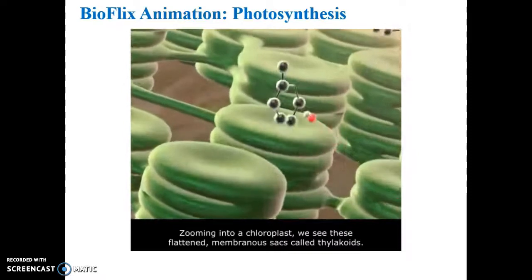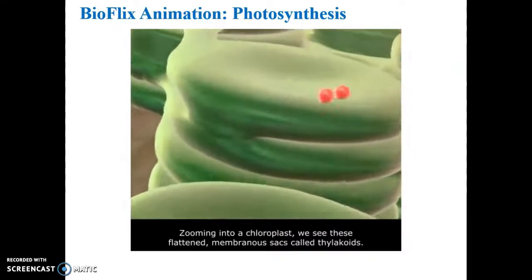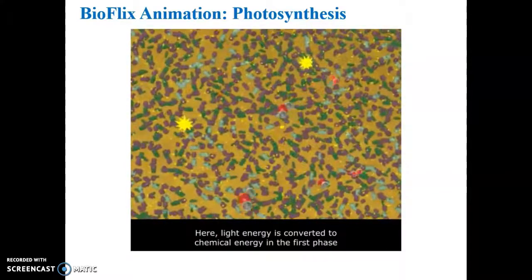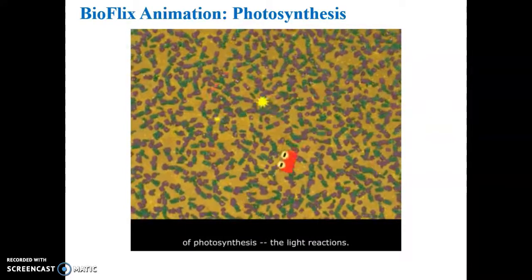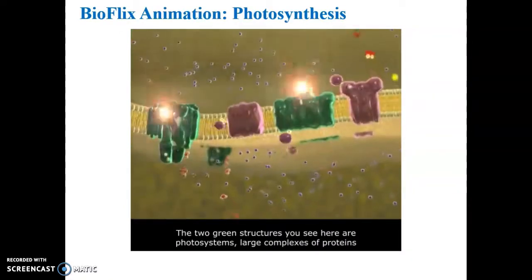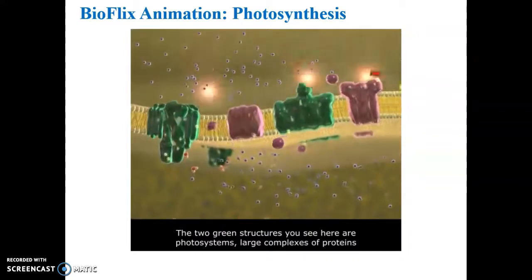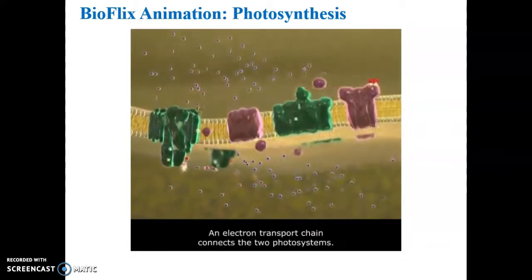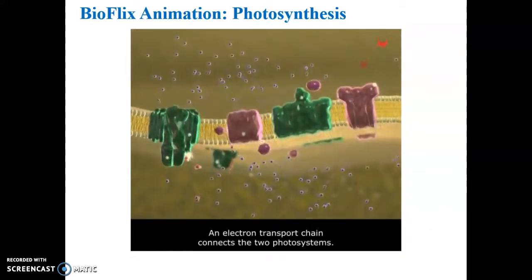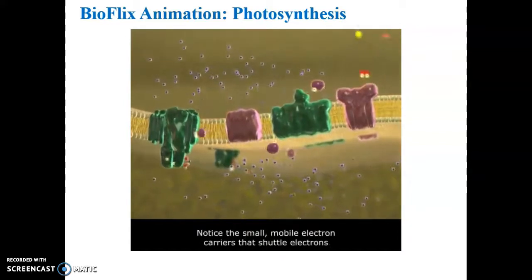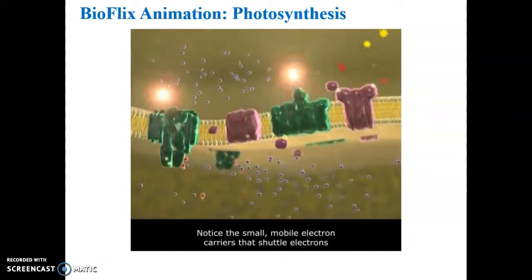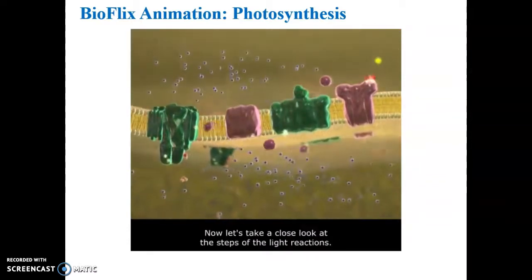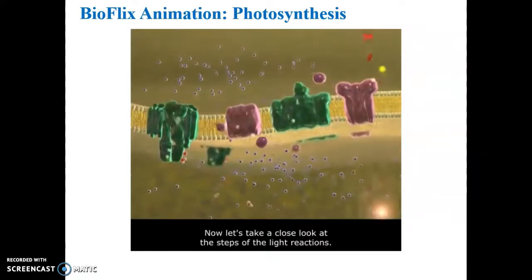Zooming into a chloroplast, we see these flattened membranous sacs called thylakoids. Here, light energy is converted to chemical energy in the first phase of photosynthesis, the light reactions. The two green structures you see here are photosystems, large complexes of proteins and chlorophyll that capture light energy. An electron transport chain connects the two photosystems. Notice the small mobile electron carriers that shuttle electrons from one large complex to another. Now let's take a closer look at the steps of the light reactions.